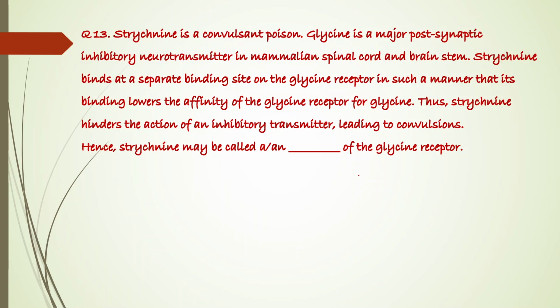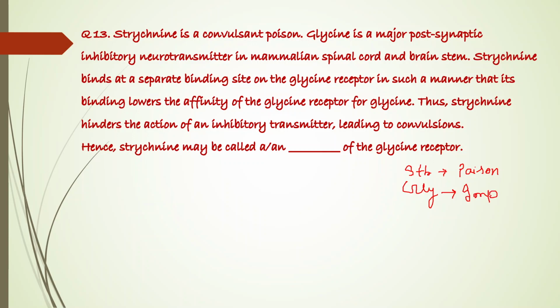You do not need to remember all these words. Just need to focus that glycine is something that is very important in our mammalian spinal cord and brainstem. Fine. But strychnine is a poison. So what do we have? Here is our, suppose, strychnine. We know this is a poison and we know that glycine is very important in our mammalian spinal cord and brainstem.